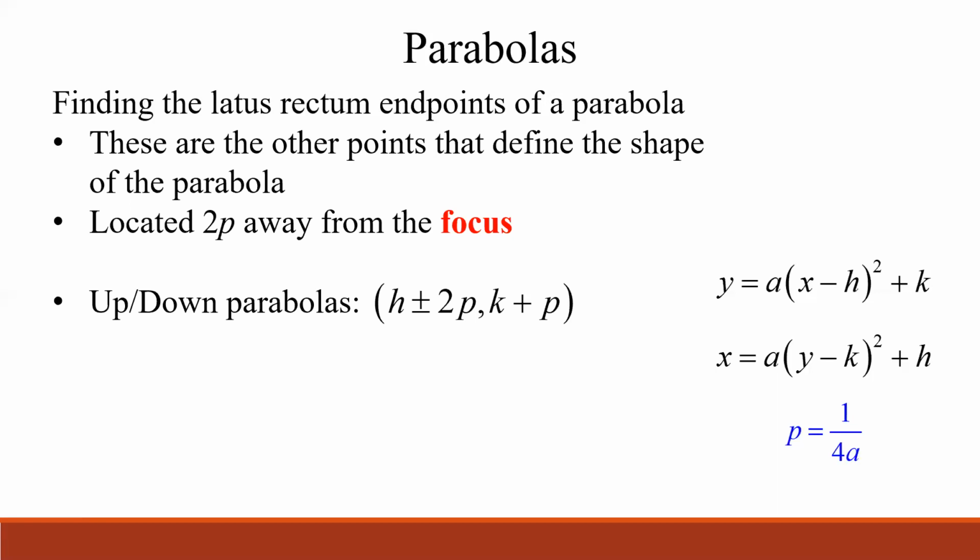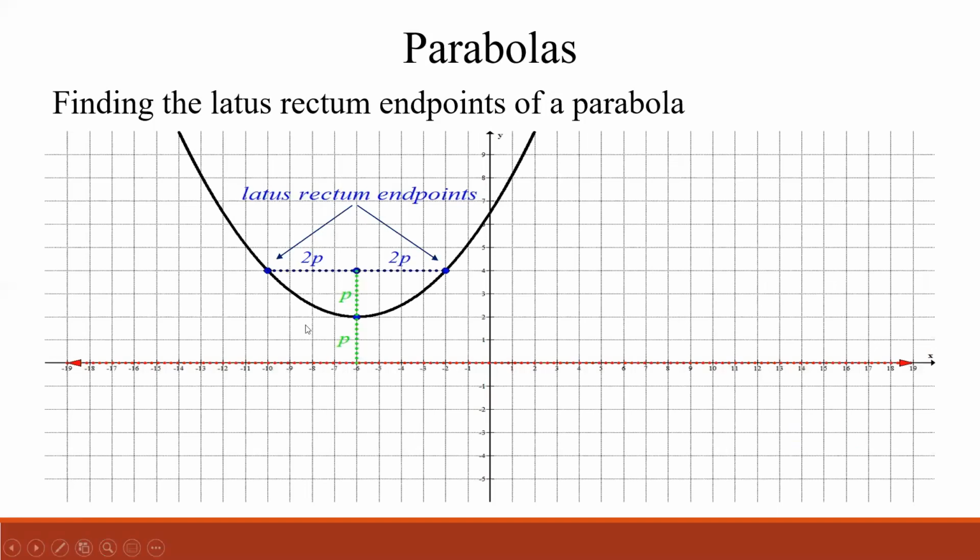For the up-down, we take this focus point, which again was (h, k + p), and we're going to add and subtract that 2p left and right. Okay, so that latus rectum is going to be horizontal, left and right, 2p units from the focus. Okay, and that's what that looks like. I took away some of the other labels here, but here's your 2p units. Okay, and notice we see p here is 2, 2p is 4, and sure enough, that's my 4 units away.